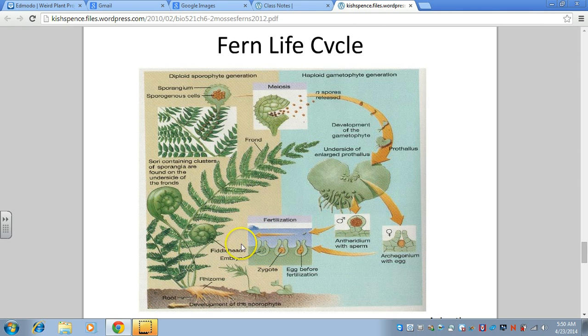And then it will grow up off of the prothallus to form an immature sporophyte, which is a fiddlehead. So some of you may have eaten fiddleheads before. So here's the fiddlehead that forms, and then when the time is right, it'll unfold and show its fronds. Mature sporophyte. Okay, these are little roots, so it has true roots, and then it has a rhizome, which is an underground stem. Okay, so this is the sporophyte generation, and this is the gametophyte generation, which produces the gametes.